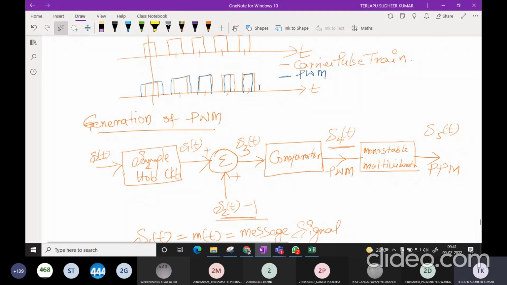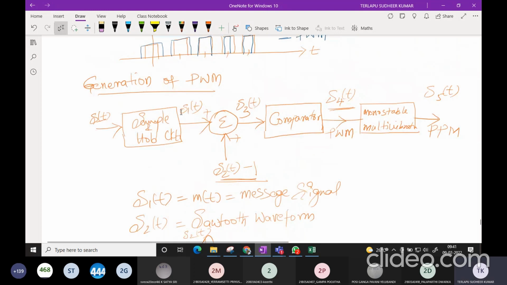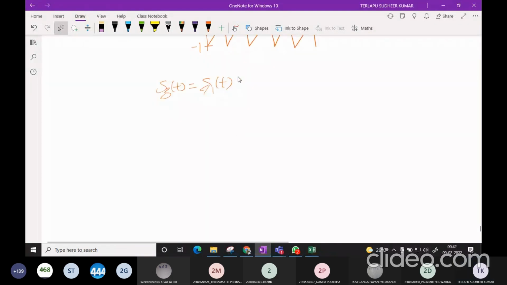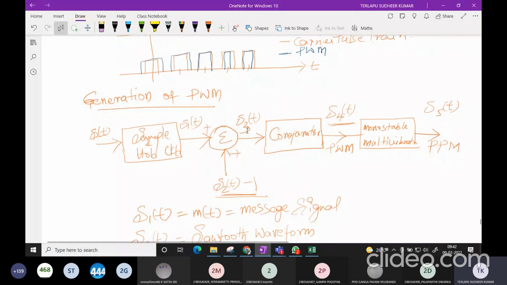Therefore, my S3 of t would be S1 of t, the output of the sample and hold, plus S2 of t minus 1, that is, S1 of t plus S2 of t minus 1. So this is my S3 of t.